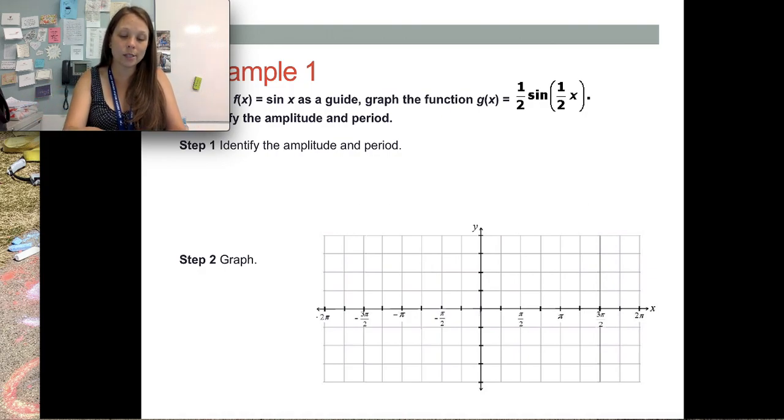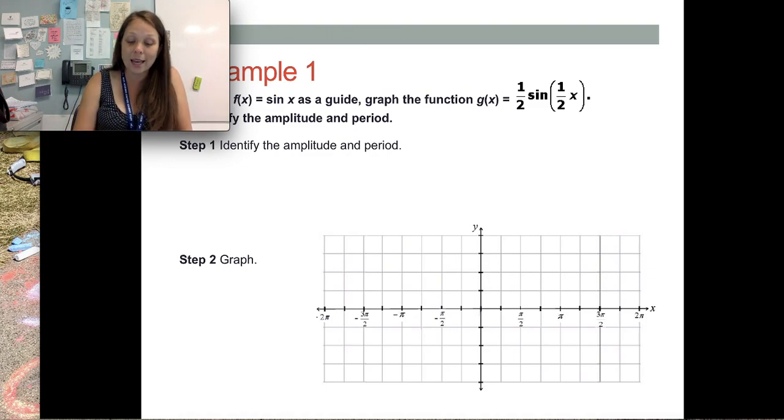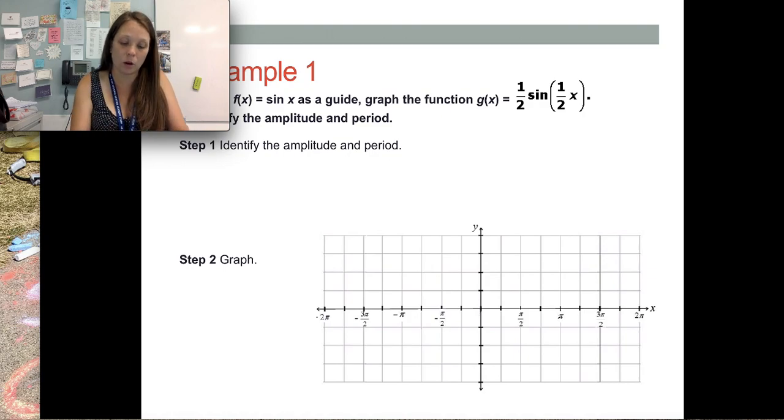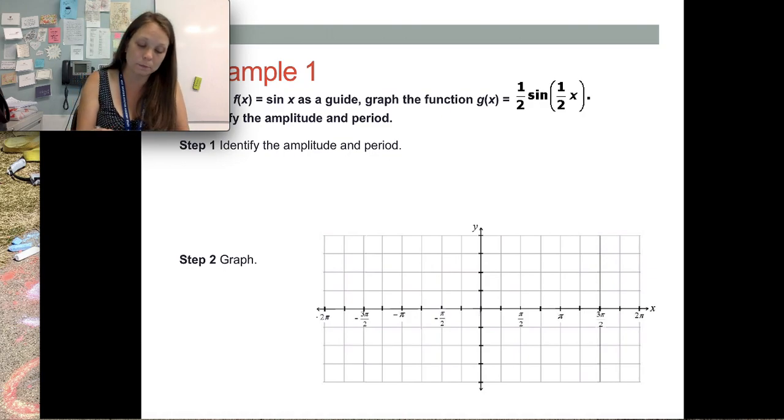All right, so let's get started with example 1. We're going to use f of x equals sine of x as a guide, and we're going to graph the function 1/2 times the sine of 1/2 x. Step 1 is to identify the amplitude and period. So that's what we're going to do first.